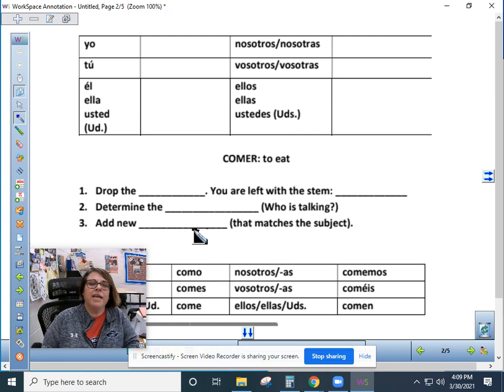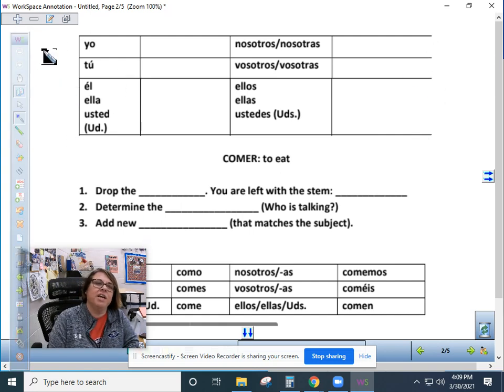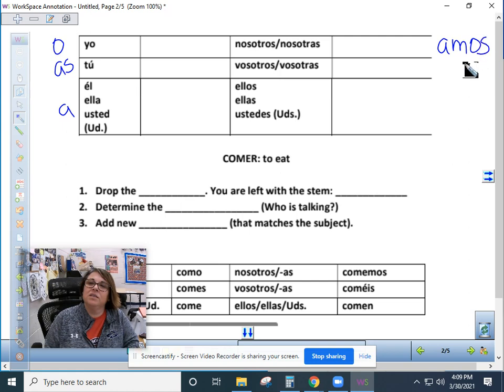So, what are the endings for ER verbs? Well, if you remember your endings for AR verbs, it would really help you. I'm going to write the endings for AR verbs out here, okay? If you remember that, o, as, a, amos, áis, an, right? O, as, a, amos, áis, an. Those are your endings for AR verbs.